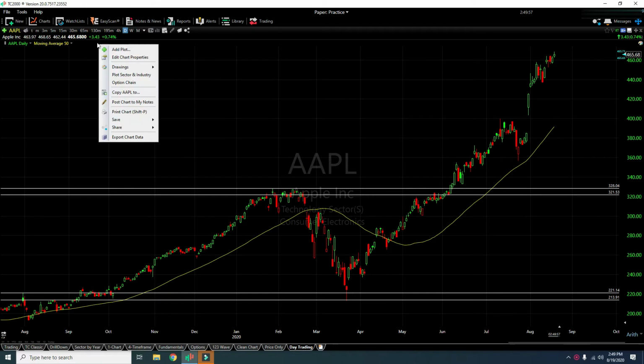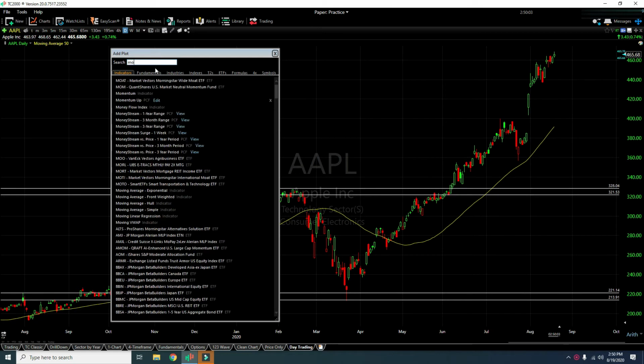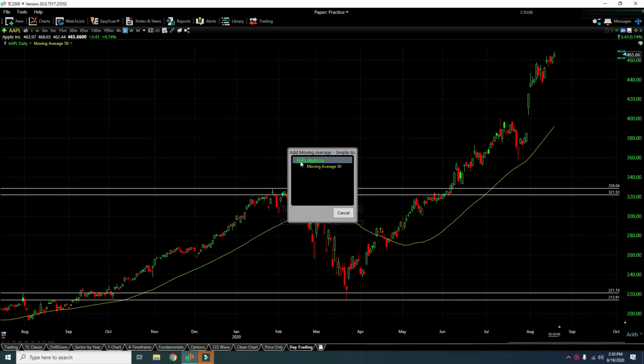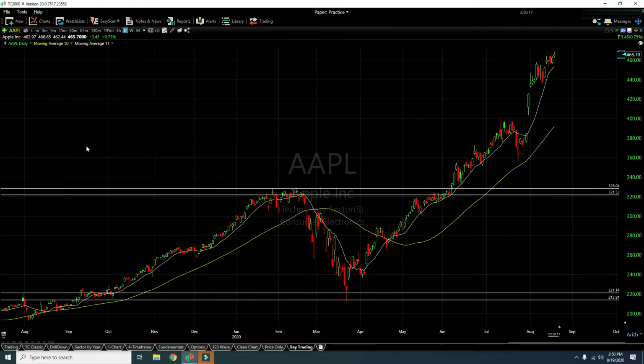I just added the 50-day moving average, or 50 period moving average. Now I'm adding an 11 period moving average. Someone who wants to quickly get in and get out of any trade could use a 10-day or 11-day moving average, which is this white line you can see on the chart. And someone who wants to be a swing trader or a short-term trader instead of a day trader could probably use a 50 period moving average.